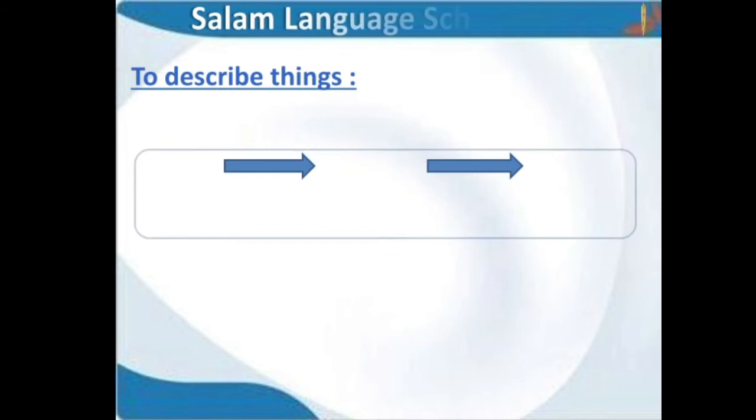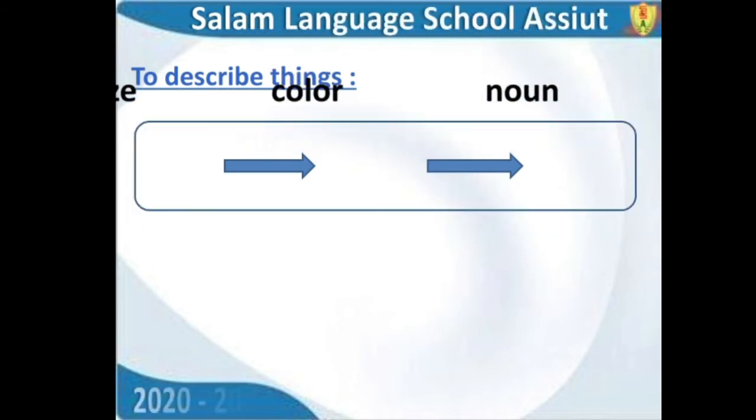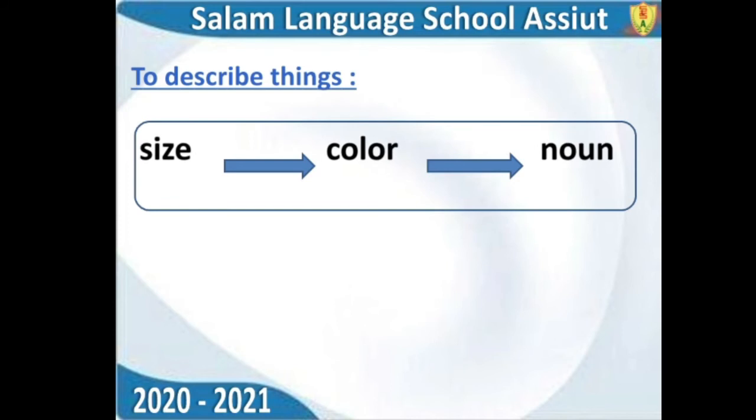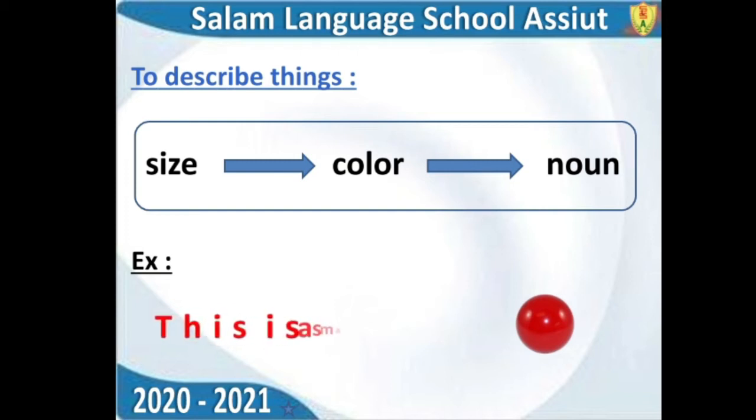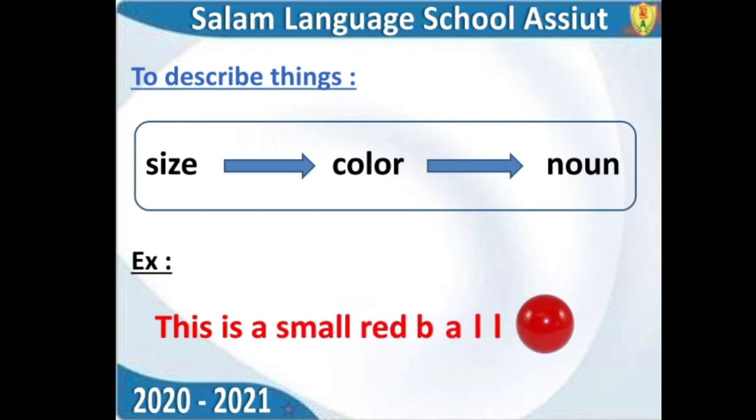To describe things, the order should be size, color, then noun. For example, we can see a ball. Its size is small. Its color is red. We will say, this is a small red ball.